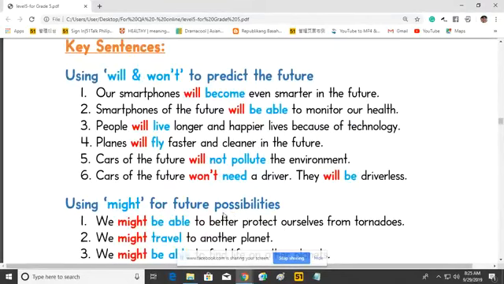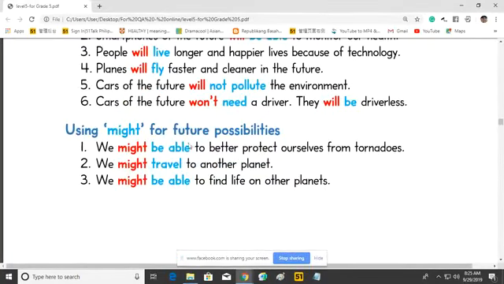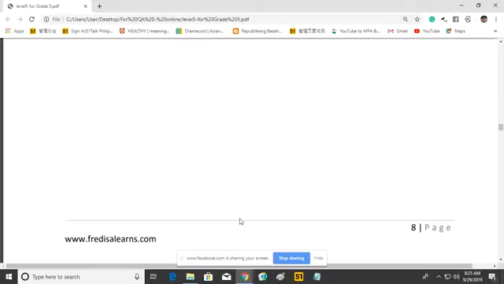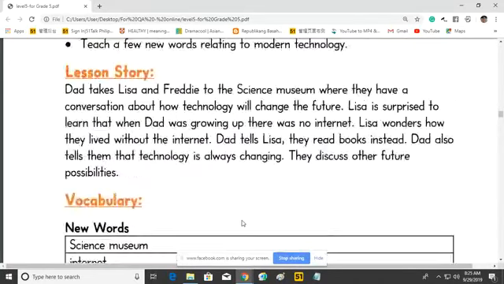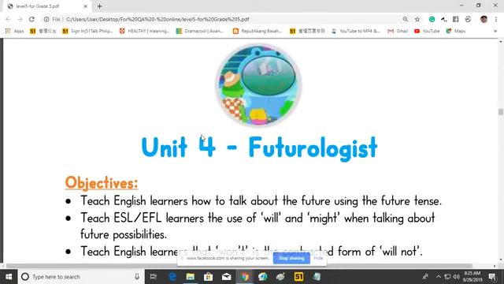So this is the use of will and won't. So we have here will come, will be able, will live, will fly, will not pollute. If it is a negative, we say won't need. We can also use might to talk about the future. We have might be able, might travel, might be able. Okay? So that ends our lesson, unit number 4.